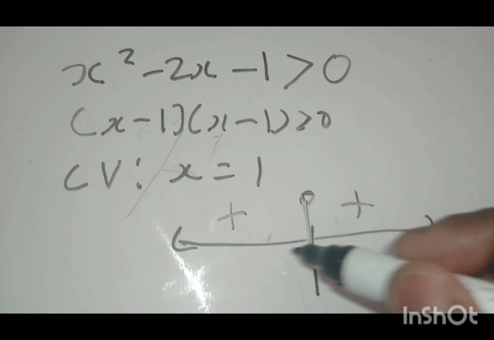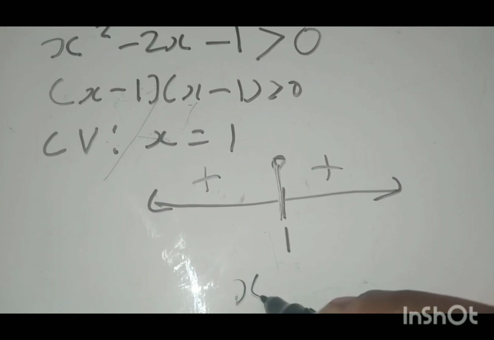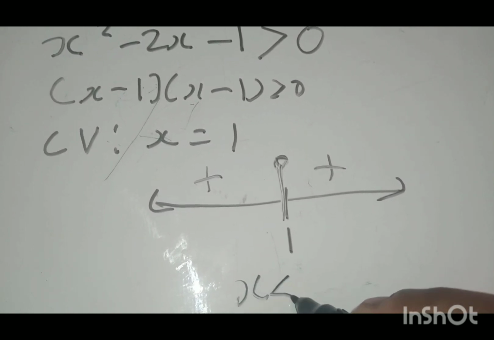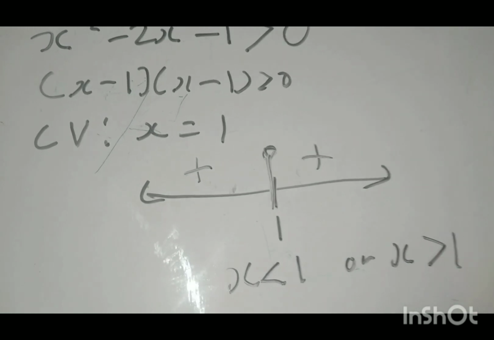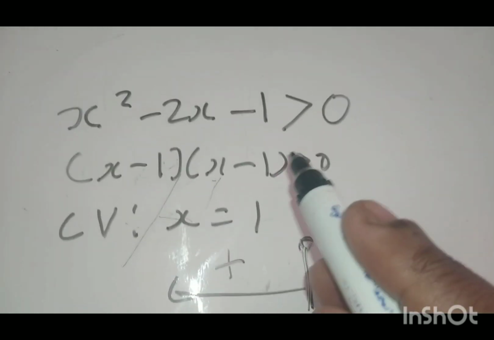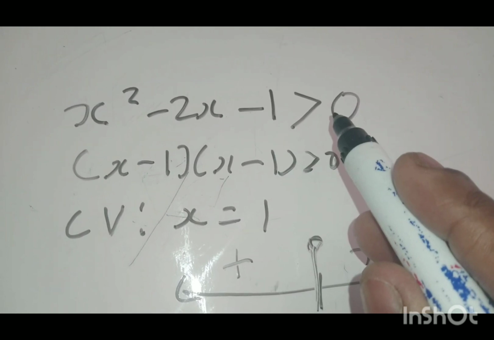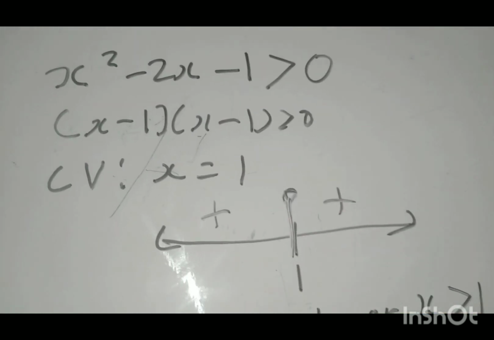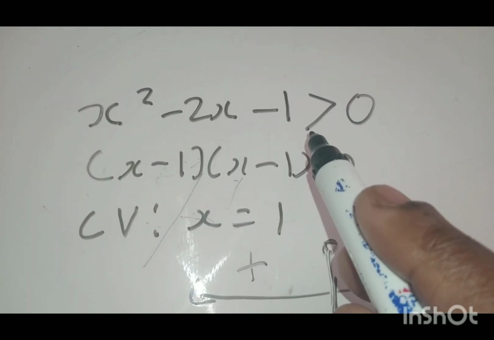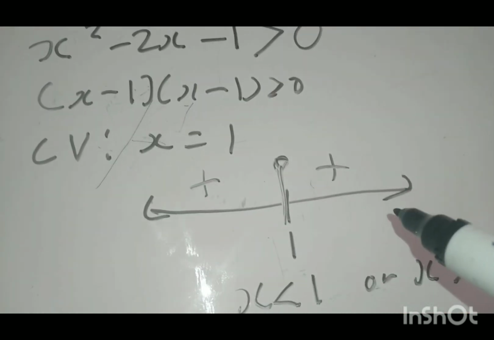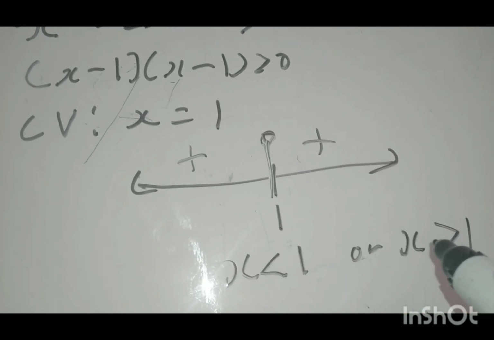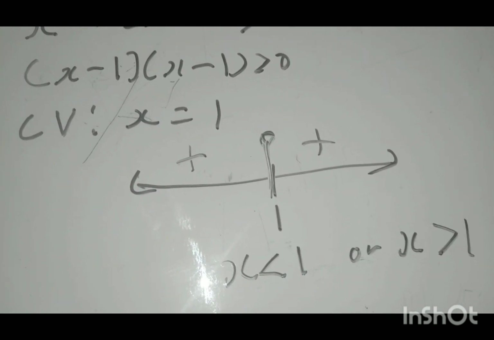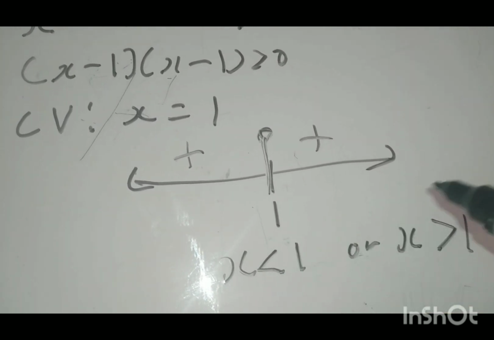So how do you write this? You'll just say x is less than 1 or x is greater than 1. That's how you'll do it. So if it's greater or equals to 0, then you will include everything. But if it's greater than 0 only, then you will just write x must be less than this, or x must be greater than this. So it's simple.